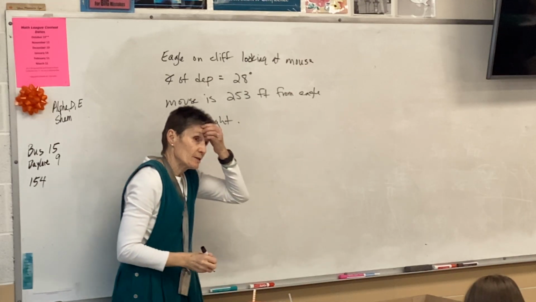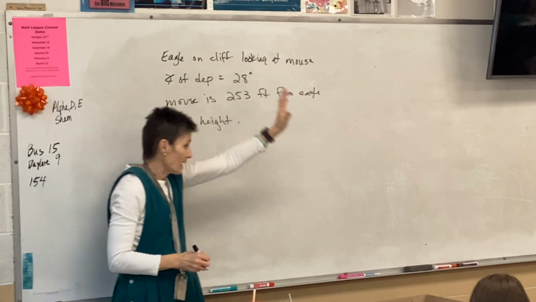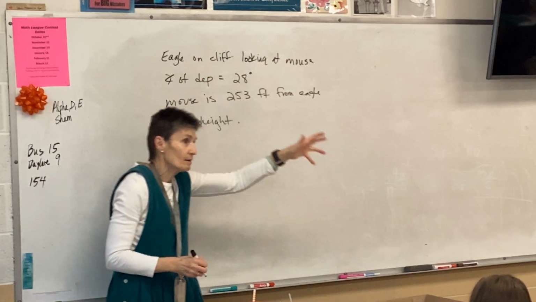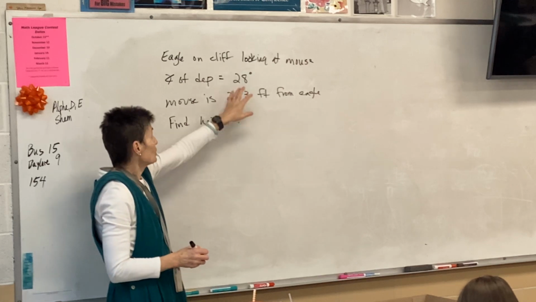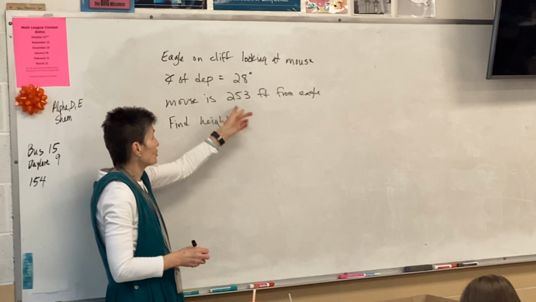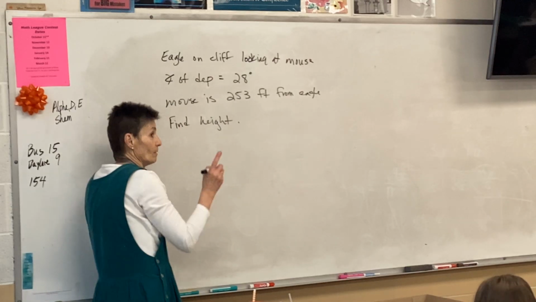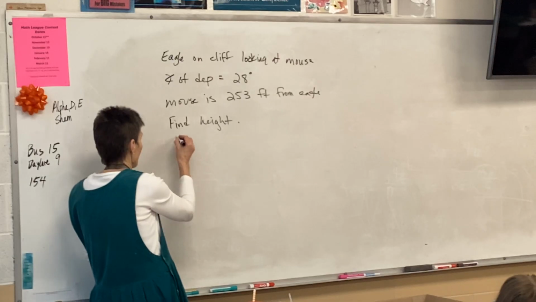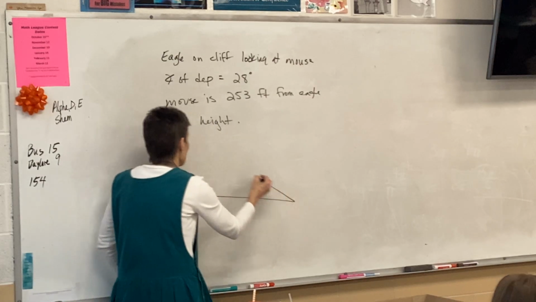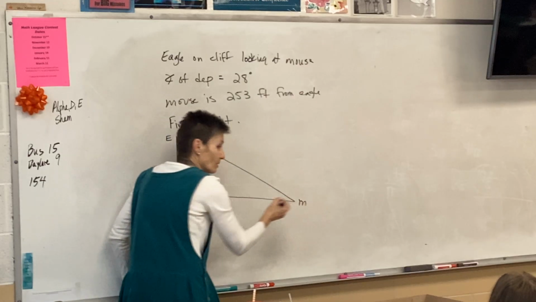All right, so you understand my hieroglyphics there? Yeah. So here's the eagle, he's looking down at the mouse down there. The angle of depression is 28 degrees. The distance from the eagle to the mouse is 253. We want to find the height of the cliff. So what does our picture look like? Our picture looks like this, with the eagle here and the mouse here. Would you agree with that?